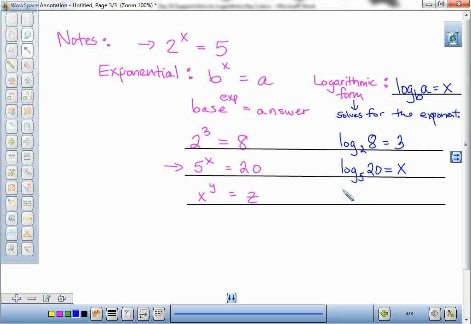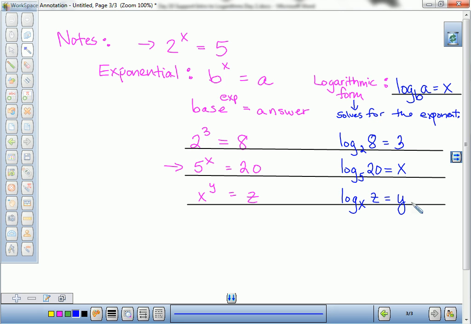All right, this one's all variables. That's not nice. What is your base on this one? X. What is the answer part? Z. And it equals the exponent. What is the exponent? Y.